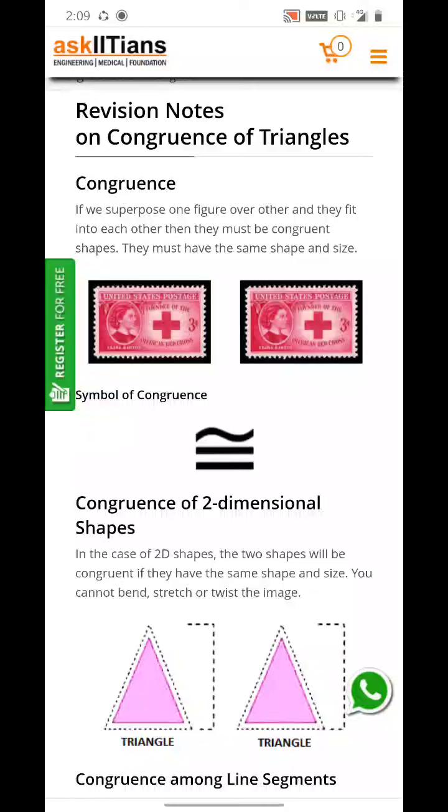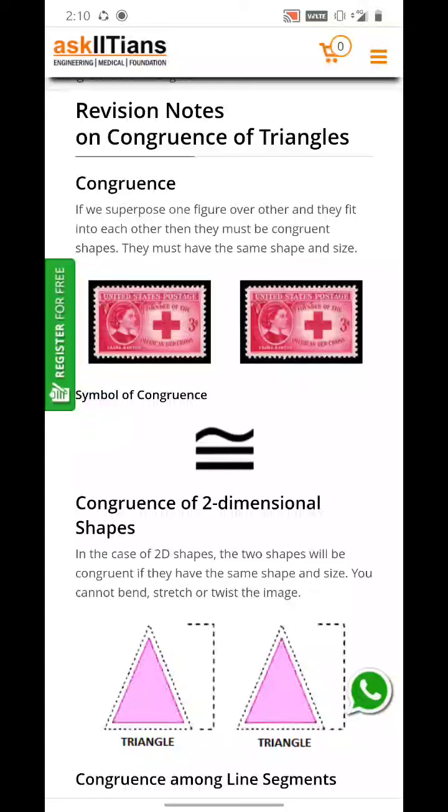congruent. In order to check whether they are of the same size and shape, take the example of your hands. If you superimpose one of your hands on the other, it would seem as if there is only one hand. That means the two figures just stick to each other. They are similar in their shape and size. This is known as congruence.